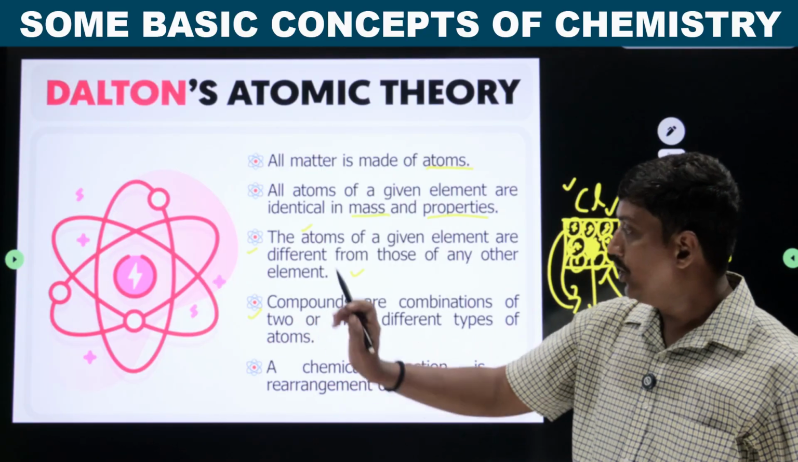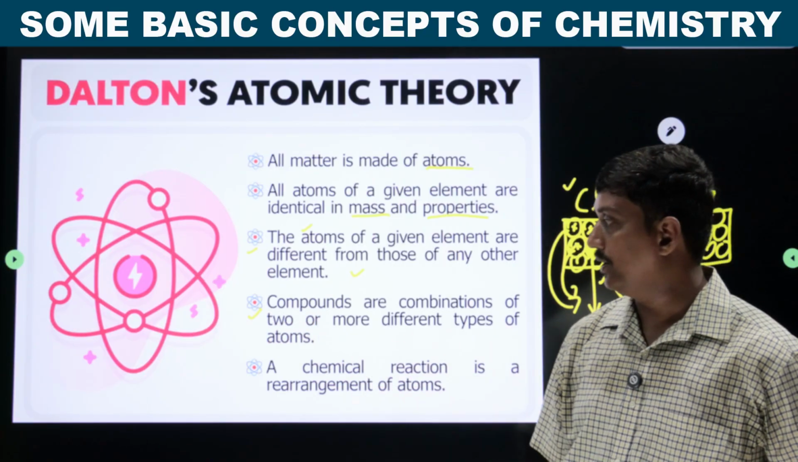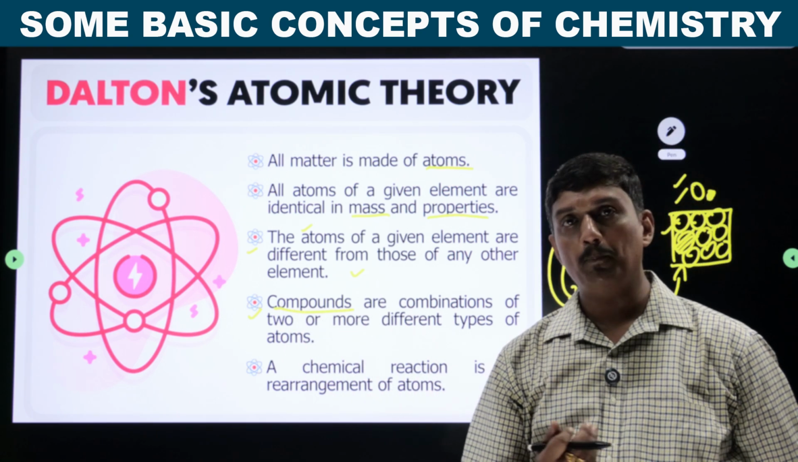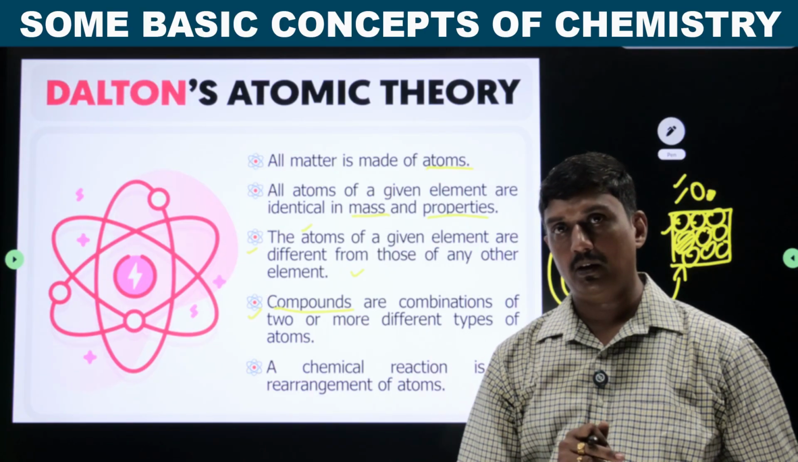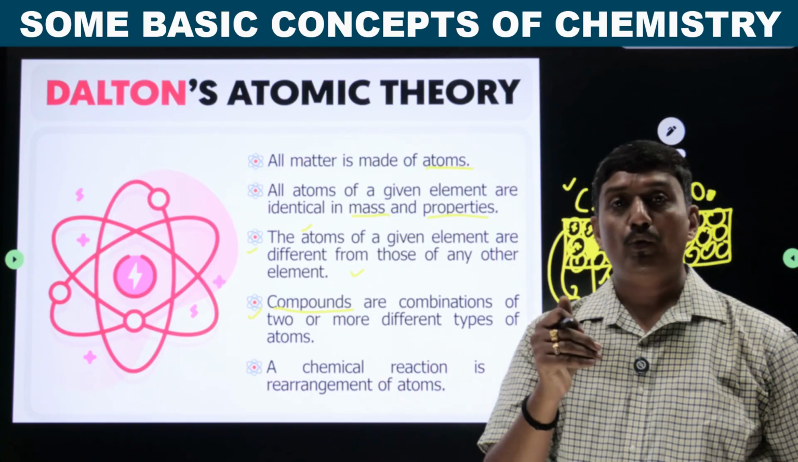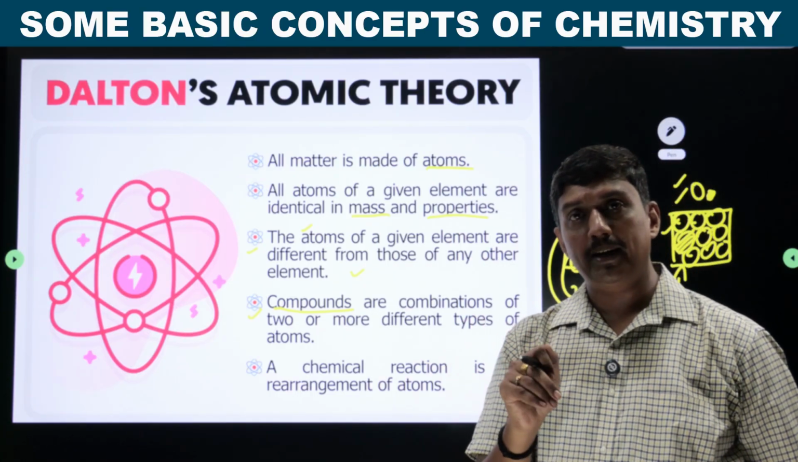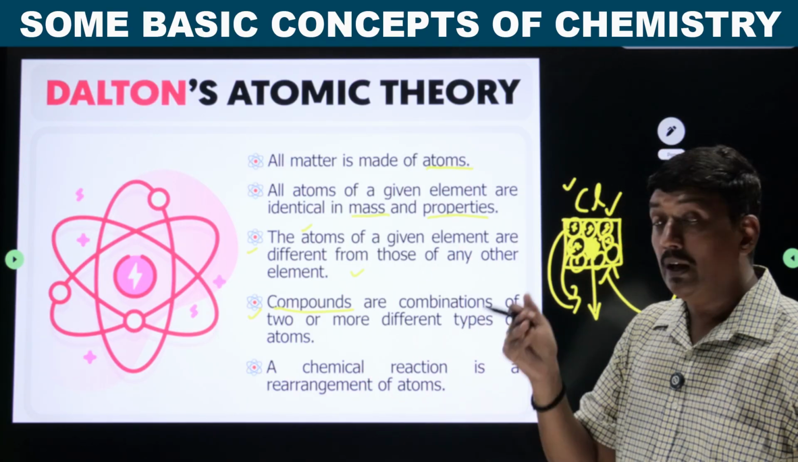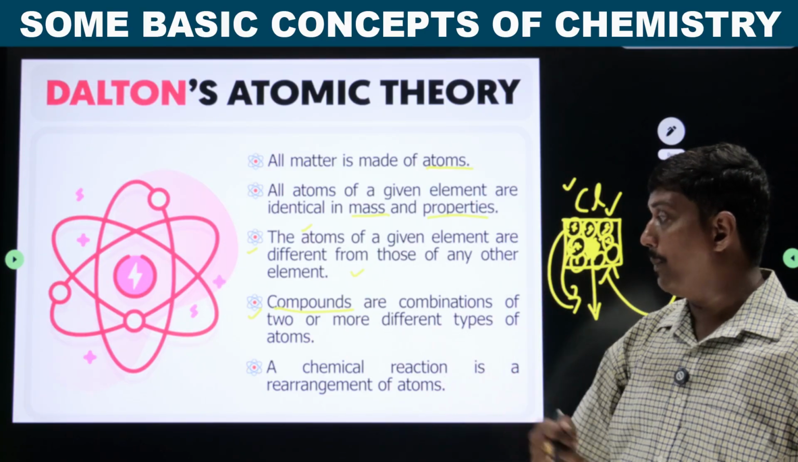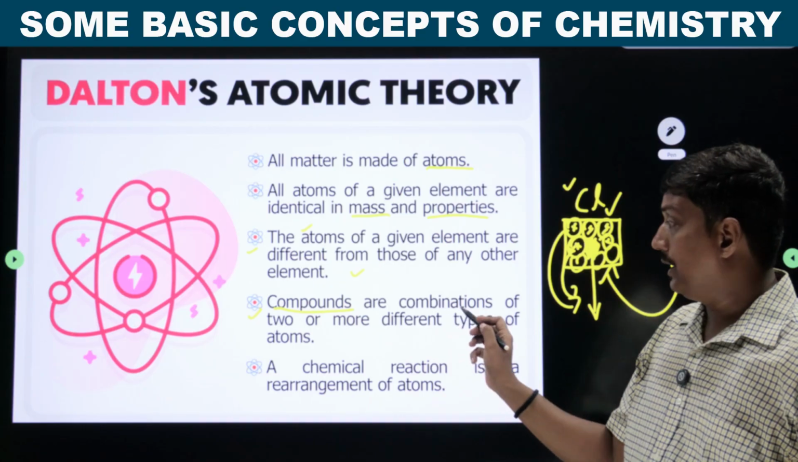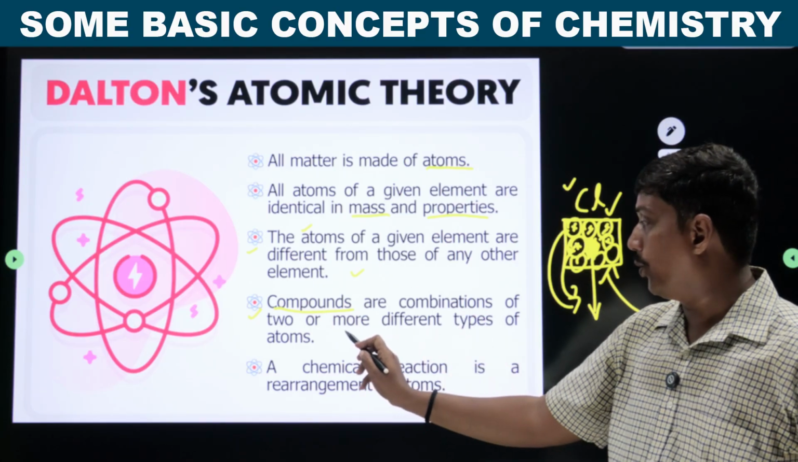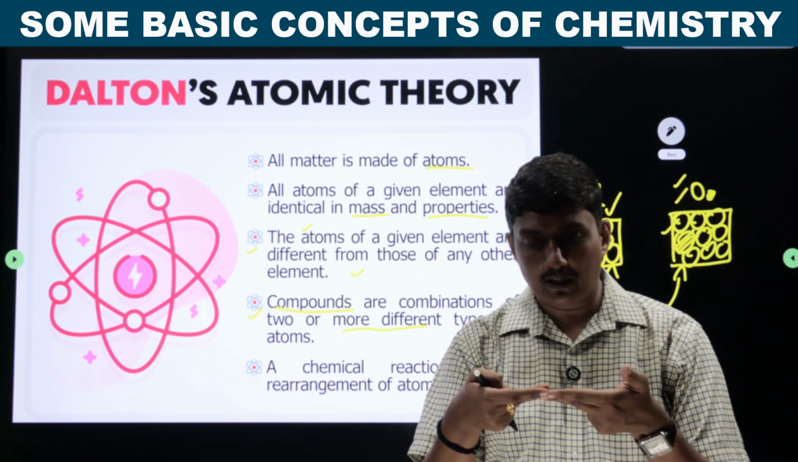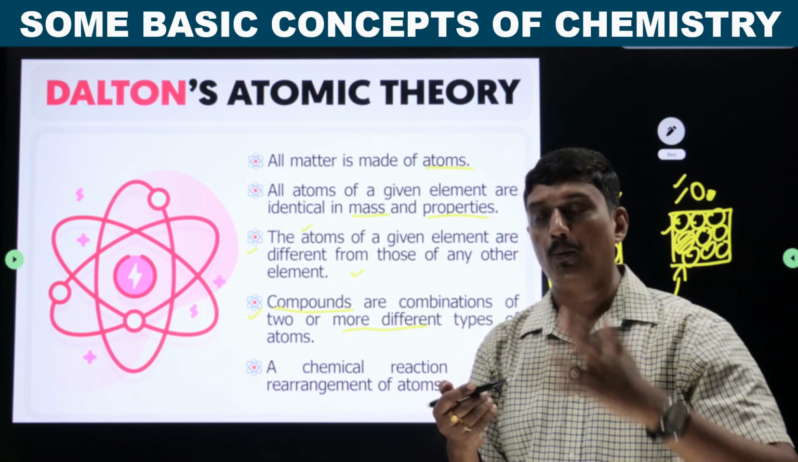Okay. Look into the fourth point. See, in yesterday's class, we discussed the compounds. Compounds are the purest form of matter. They are made up of two or more non-identical or different elements which are combined together to give the compounds. He has proposed how these compounds are formed. Compounds are the combination of two or more different types of atoms. So when different types of atoms combine together, they give a compound.